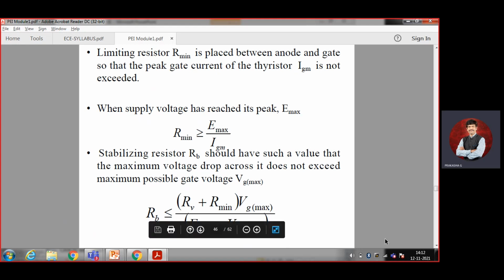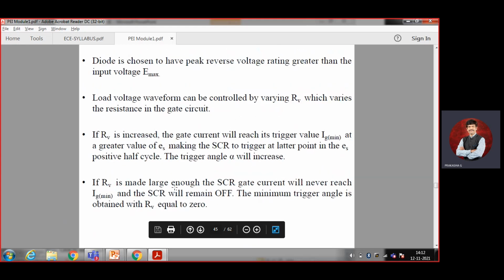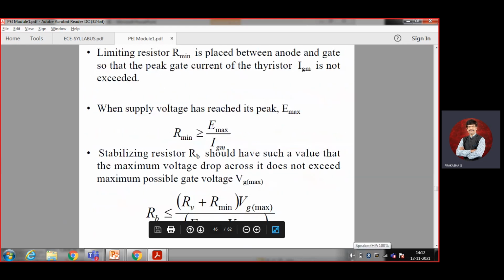So how to calculate the RB? Where is RB? Here. I need to calculate the RB also. R minimum I have kept. RB also is a variable resistance, and RB needs to be calculated. It should be less than or equal to the variable resistance plus minimum resistance multiplied by the VG max divided by E max minus VG max. Okay, that is the maximum gate voltage.